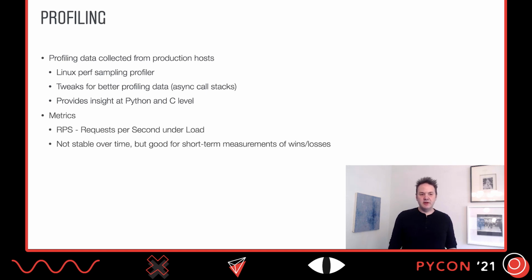We look at one main metric to improve our performance, which is requests per second under load. We drive our servers up to a 90% level of load, and we see how many requests they're able to serve at that level. It's not really a metric that's stable over time, but it's good for just testing out the win and loss of an individual change. As the application changes, different requests need to use more or less CPU, and so that's the reason why it's not good over a long period of time.